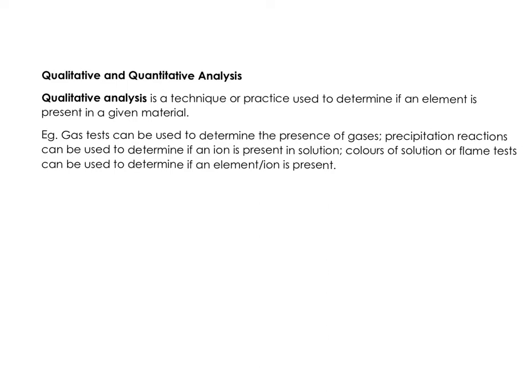Qualitative and quantitative analysis. Qualitative analysis is a technique or process that's used to determine if an element is present in a given material. It can also be used to determine if there's a particular ion in a given material. For example, gas tests can be used to determine the presence of gases.